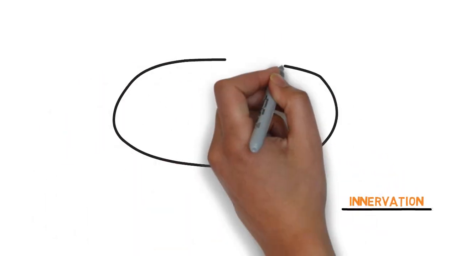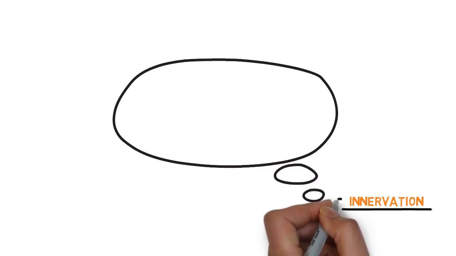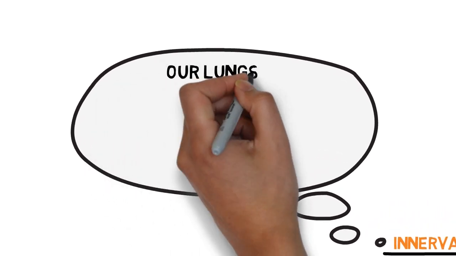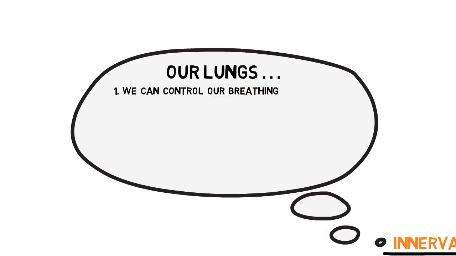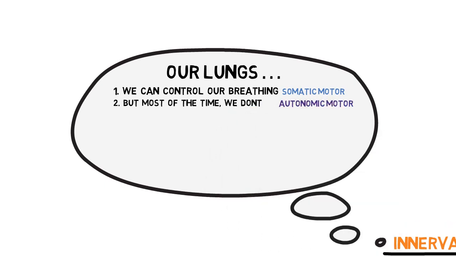An organ may generally specialize or fall into one of 2 categories. Either it is a sensory organ or a motor organ. But in reality, often our organs are kind of both at the same time. Let's look at some facts regarding our lung. We can control our breathing, so this reflects a voluntary control, which is a somatic motor. And most of the time, we don't control our breathing. This involuntary act is also known as autonomic motor.